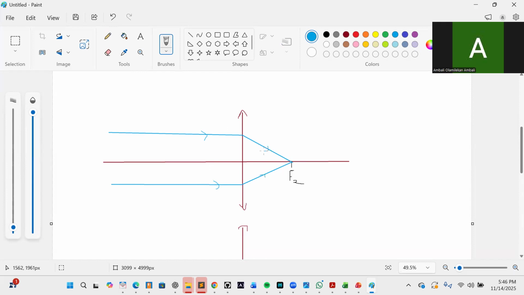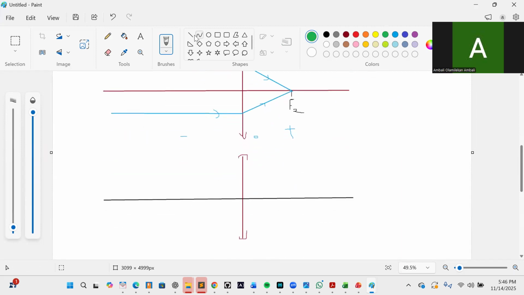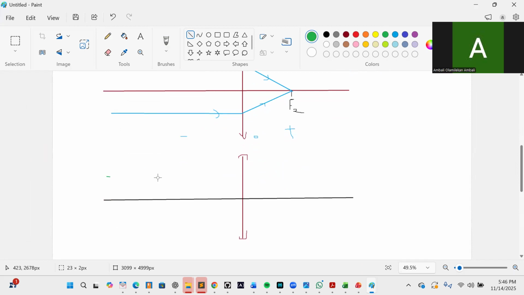Always put your arrows in. If you put any line without an arrow, it's not scored. So F2, by sign convention, is positive mathematically. And so F2 is positive for a convex lens. Now F2 is also where parallel rays of light appear to diverge from for a concave lens, because it's a negative focal length. That's why they are diverged from. They are coming and then they diverge.